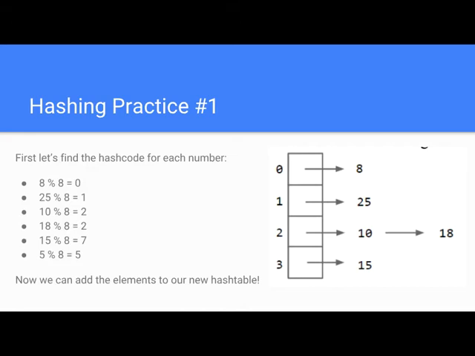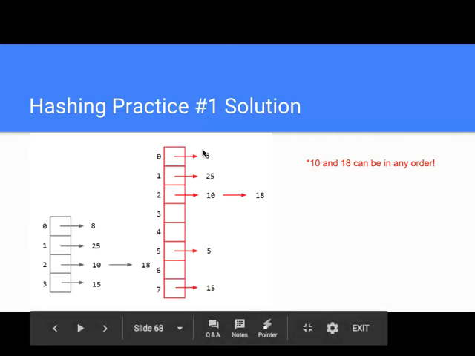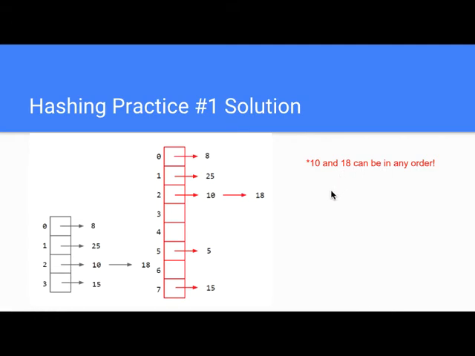Sweet. Okay, so we're going to insert it into our new array. So this is what it looks like. We double the size of our array, and then based off the hash code, that determines which array index we insert into. Just to note, 10 and 18 can be in any order. We didn't really specify that we go incrementally through our external chain.